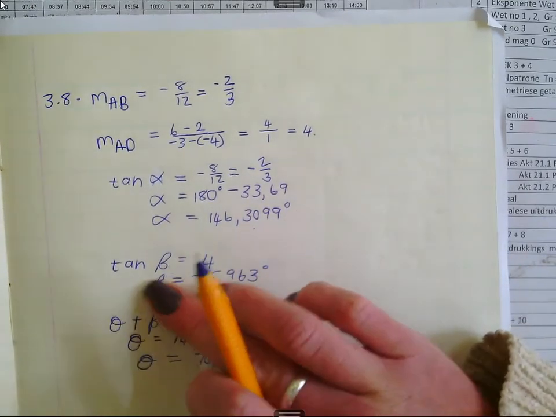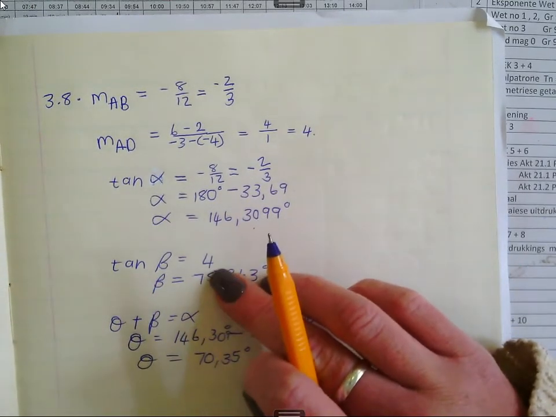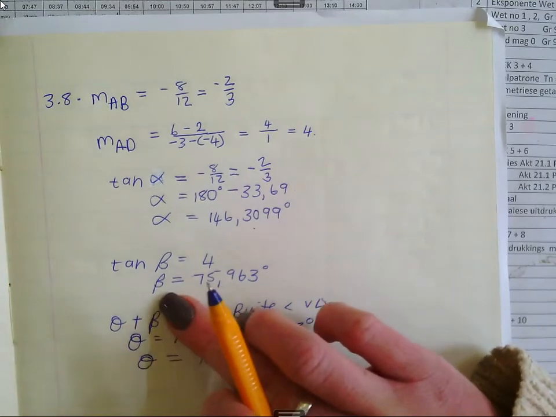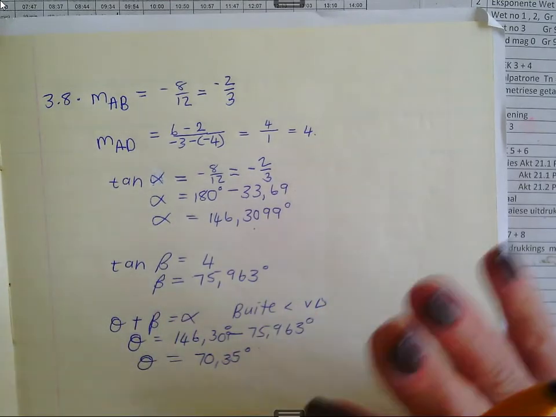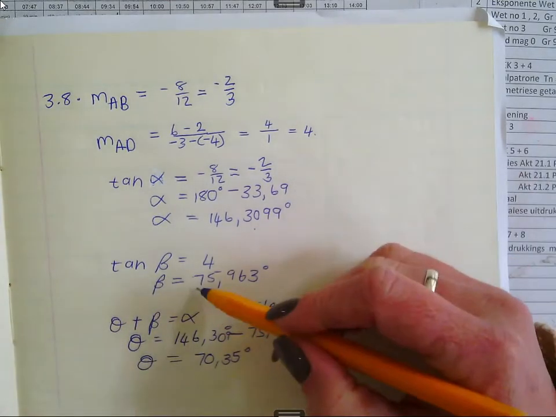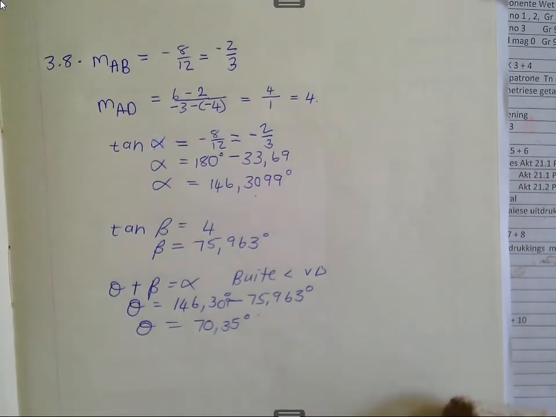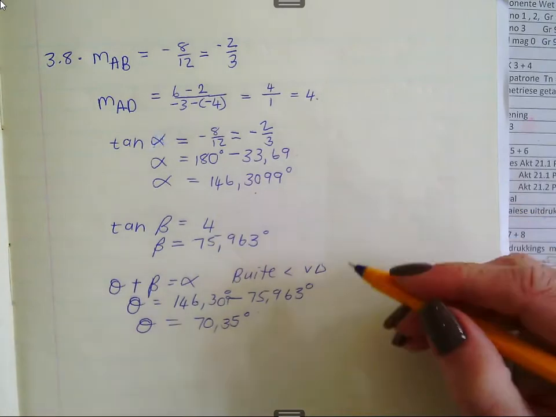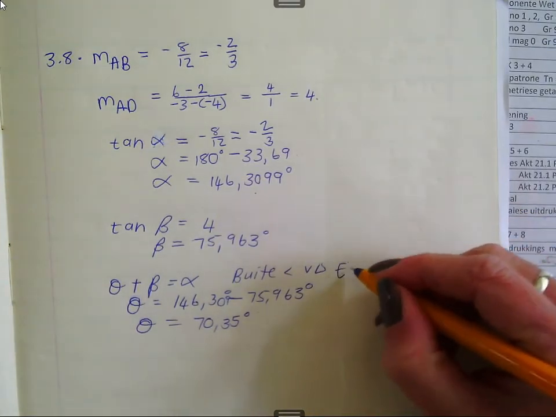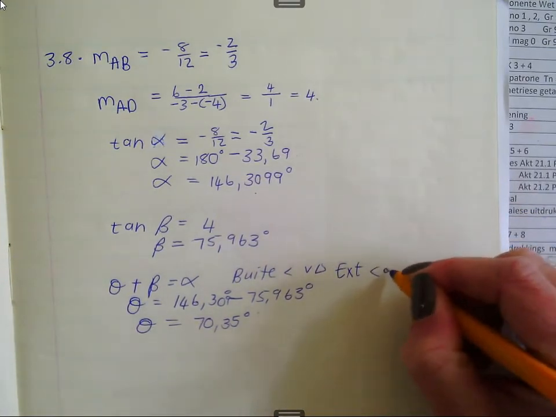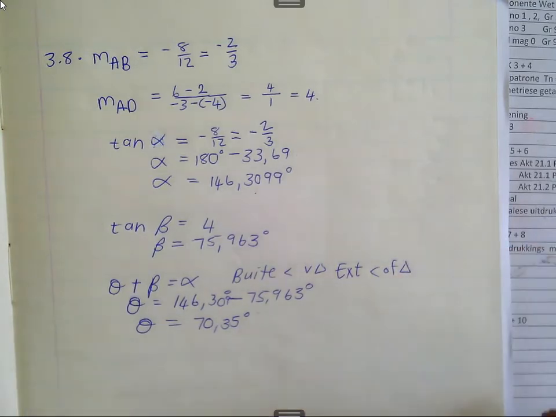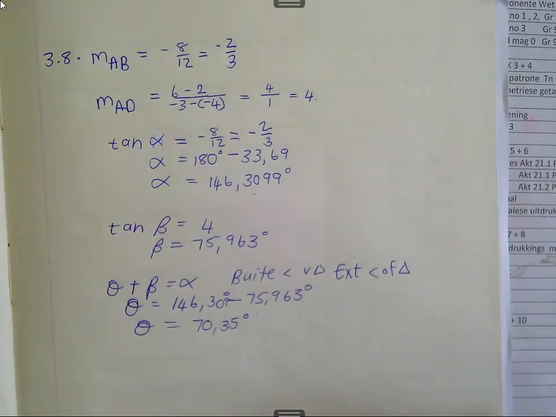Then I found beta. I say tan beta equals 4. Take it over, shift tan, nothing to ignore, nothing to subtract. I found it to be 75,963. And then I said theta plus beta is equal to alpha. It's the exterior angle of the triangle. And then theta is 70,35 degrees. Do you understand that? All of you?